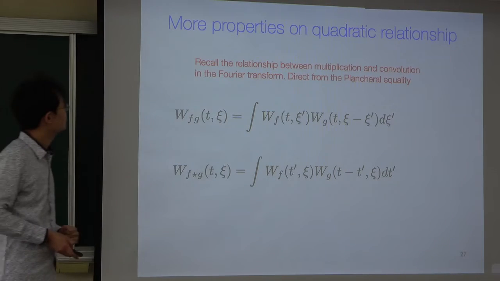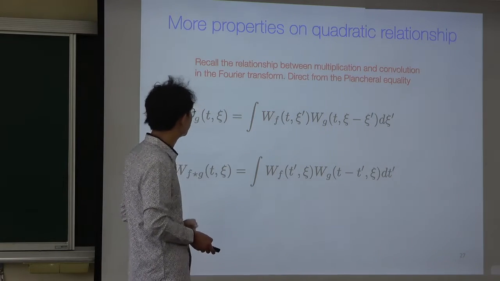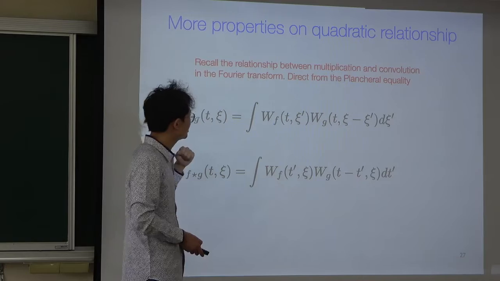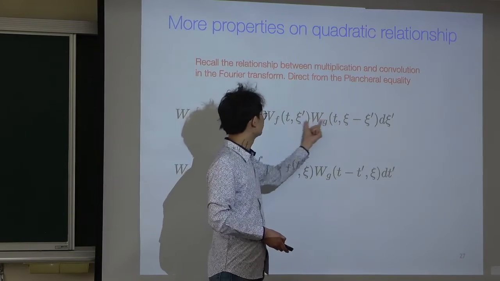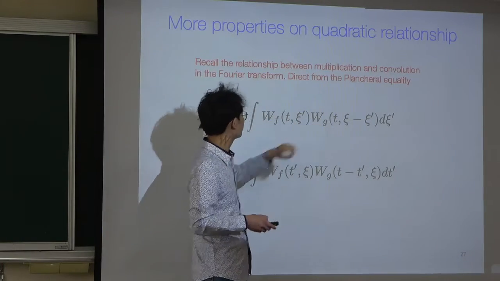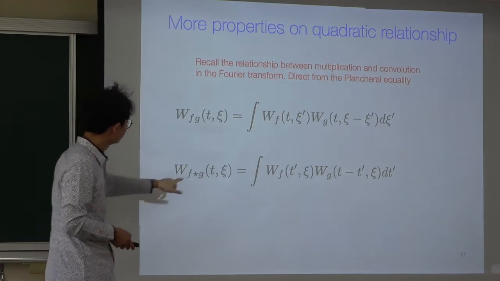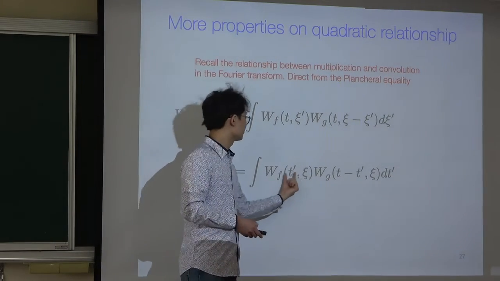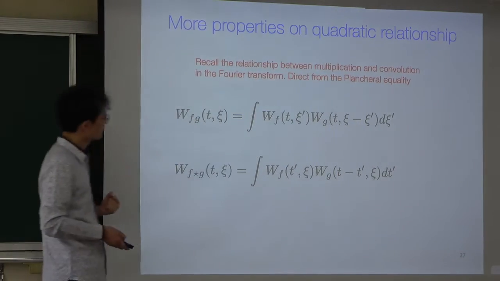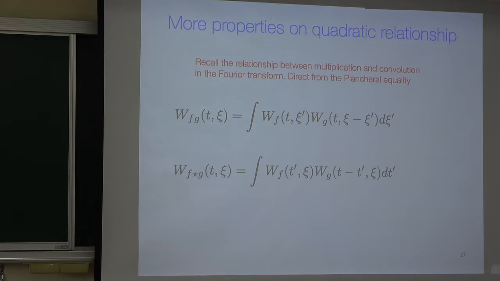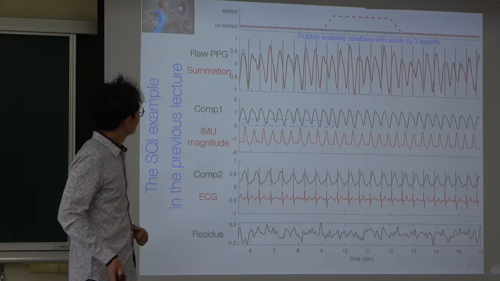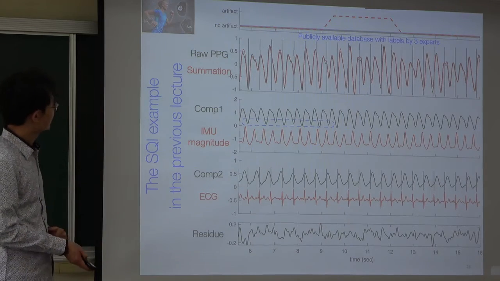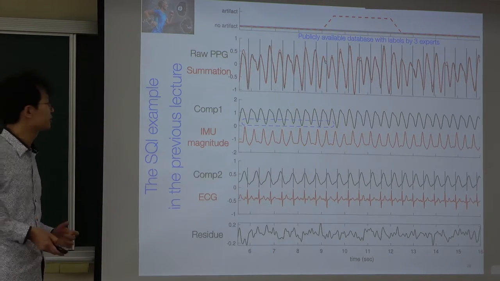Okay, and there will be some more properties about quadratic relationships. If you have multiplication, it will give you this kind of convolution type result. And if it is convolution in the time domain, it will have a multiplication-type result. So there are several nice properties that you can use, and they look very much like the relationships in the Fourier transform. Okay, so let's take a look at its application to real-world data.